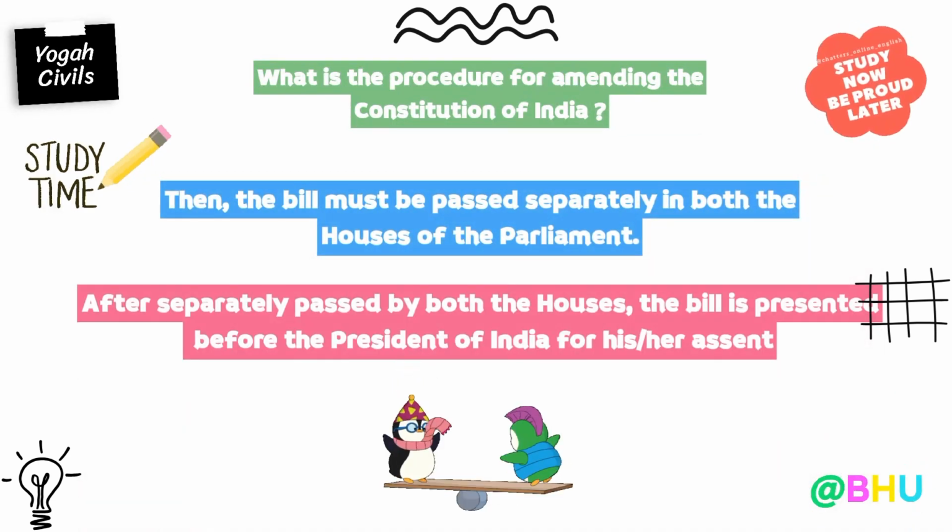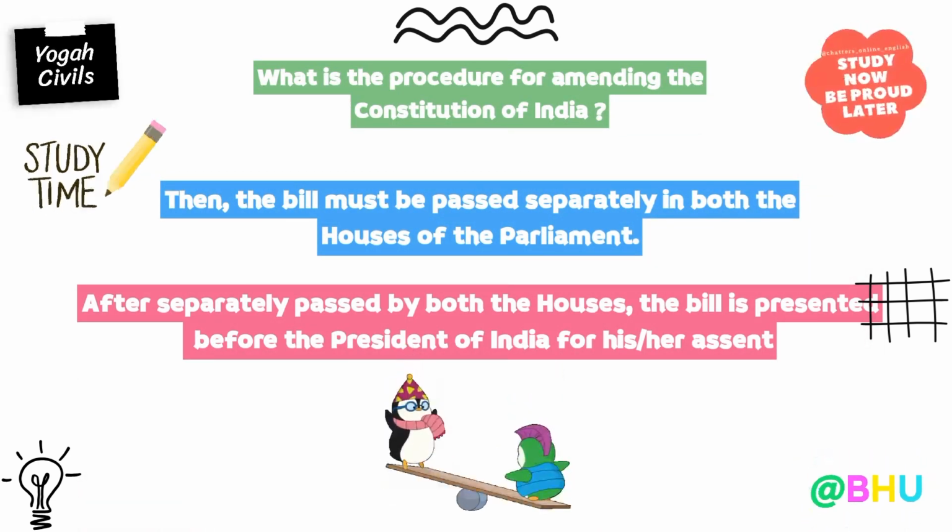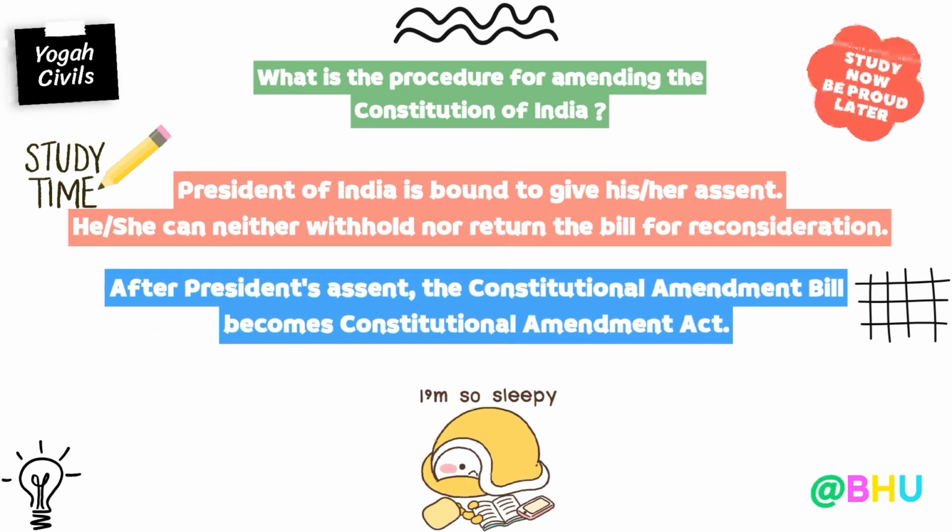Then, the bill must be passed separately in both the houses of the Parliament. After being passed separately by both the houses, the bill is presented before the President of India for her assent. President of India is bound to give her assent. She can neither withhold nor return the bill for reconsideration. After President's assent, the Constitutional Amendment Bill becomes Constitutional Amendment Act.